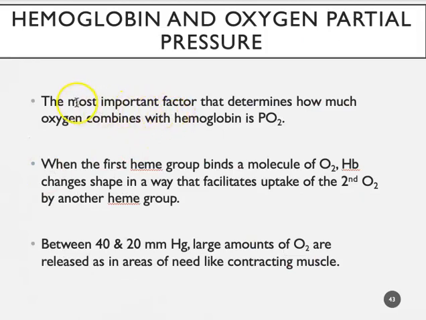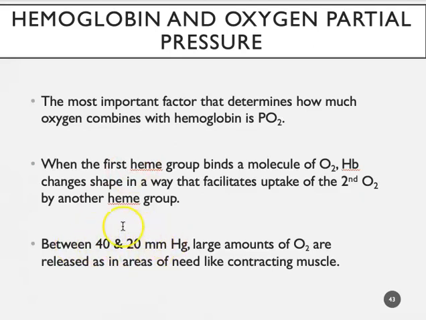Okay. Again, the most important factor that determines how much oxygen will combine with hemoglobin is the partial pressure of oxygen. One of the key things to remember is that there are 4 heme molecules, right? When that first heme binds, it'll actually change its shape slightly, which makes the second oxygen bind even easier, and then the third one binds even easier, and then the fourth one binds even easier than that. Okay.